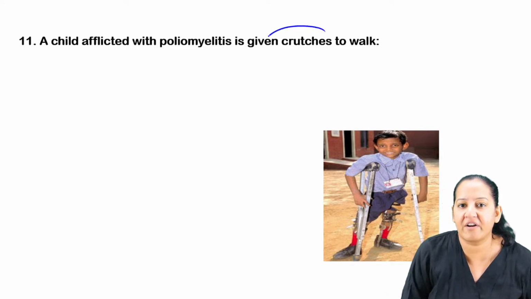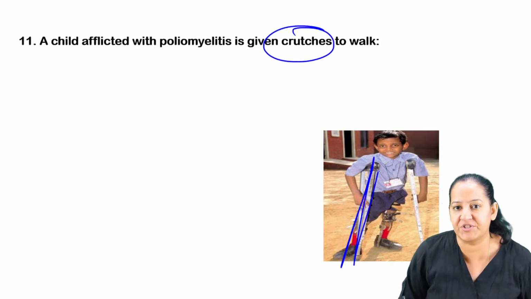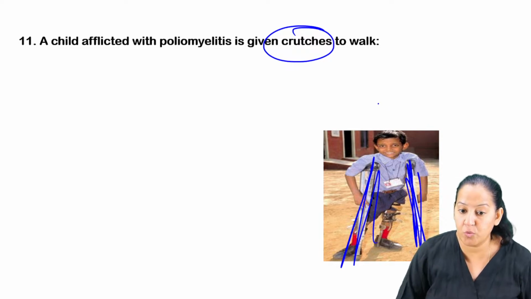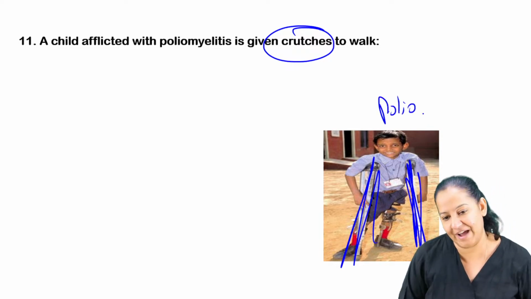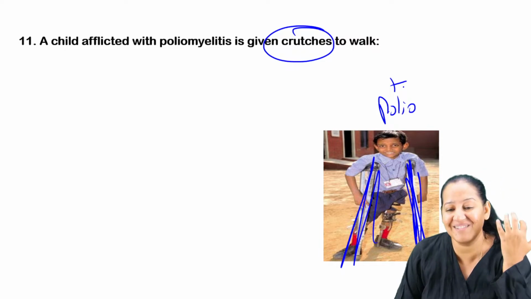Okay, the last question. We are providing crutches. Can you see? We are providing crutches to walk to a child who already has polio. So polio is already there. Paralysis is already there.